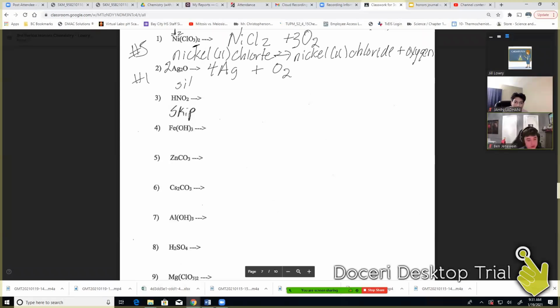And then writing it would be silver oxide yields silver. Silver is a transition metal, but it's one of ours that does not have more than one charge, plus oxygen, and that would be written correctly.